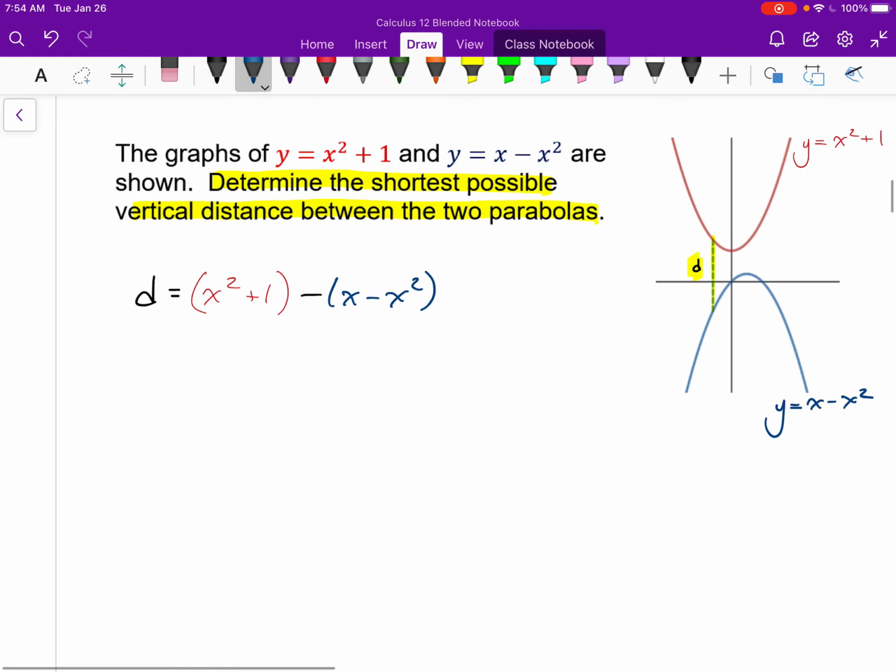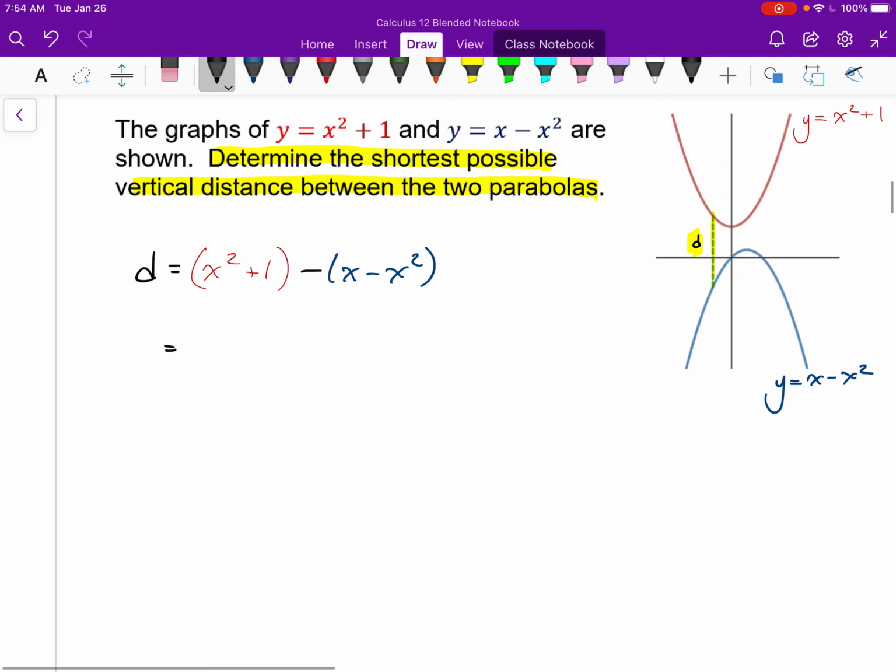All right, so let's clean this up a bit. Combine like terms. Now I get 2x squared minus x plus 1. And this is the function I want to optimize. In this case, I want to minimize this.